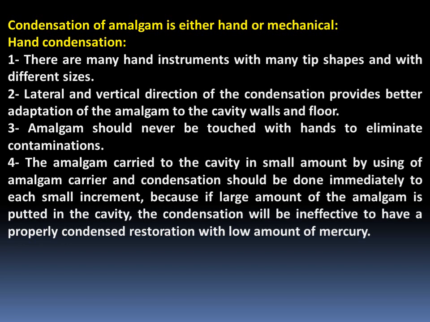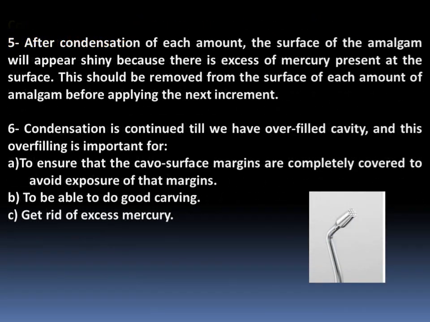Number four, the amalgam is carried to the cavity in a small amount by using an amalgam carrier, and condensation should be done immediately to each small increment, because if a large amount of amalgam is put in the cavity, the condensation will be ineffective to have a properly condensed restoration with a low amount of mercury. Number five, after condensation of each amount, the surface of the amalgam will appear shiny because there is excess mercury present at the surface. This should be removed from the surface of each amount of amalgam before applying the next increment.